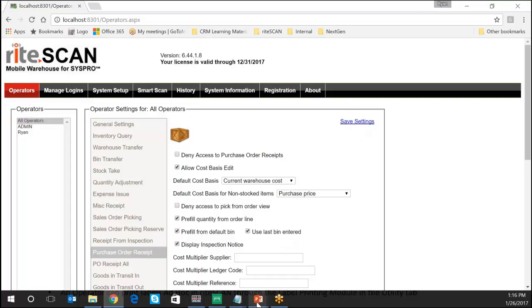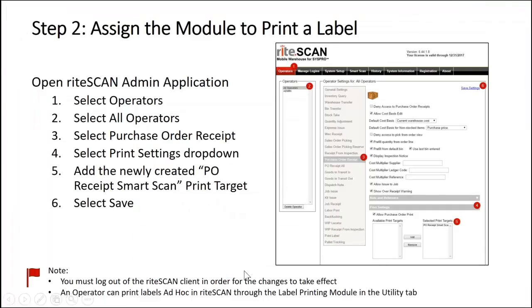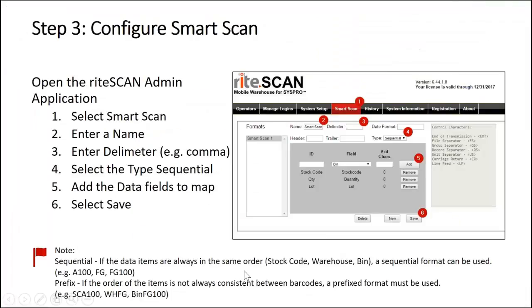All right, let's go back to our PowerPoint again. One of the next steps we're going to get into is, now that we've defined our label printing process, we're going to actually set up SmartScan in riteSCAN.